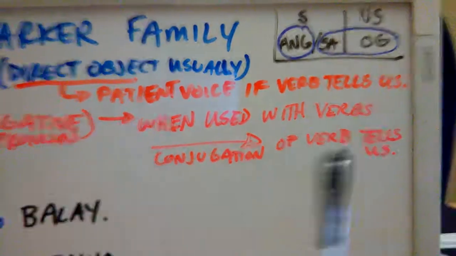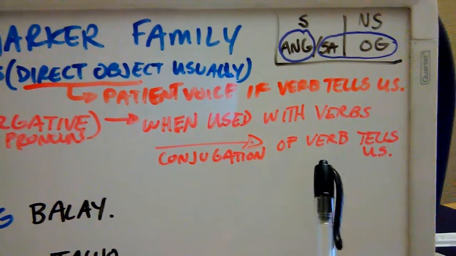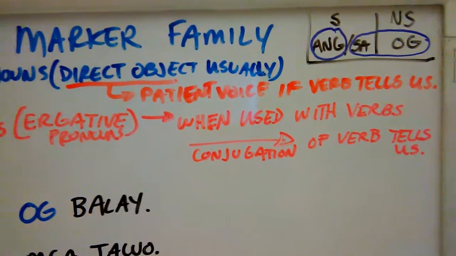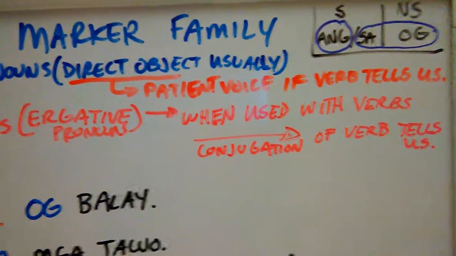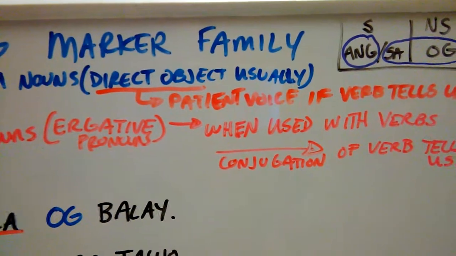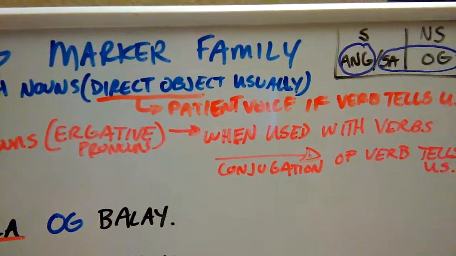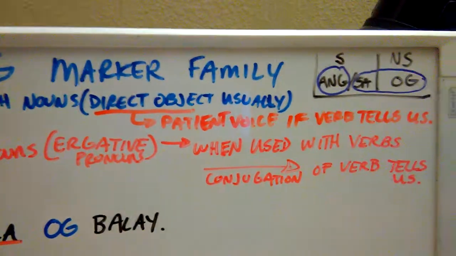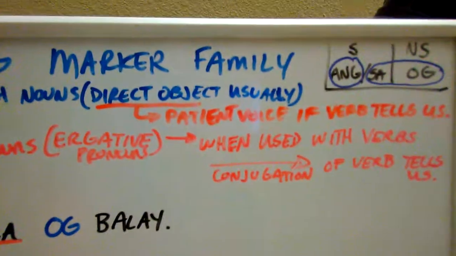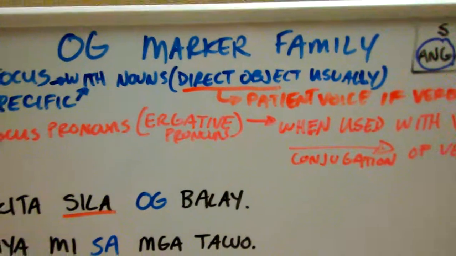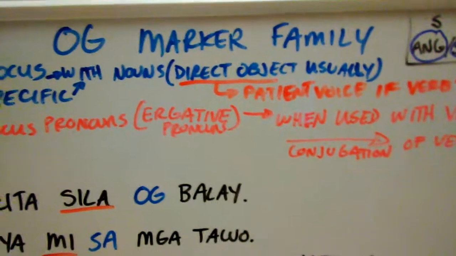When used with verbs, you look at the conjugation of the verb because it will tell us when it's going to be in the ergative case. How do you know what the verb conjugation is? Well, you have to look at the common affixes that I mentioned in the previous videos. Like the gi, the an, the na. Those kinds of affixes trigger this ergative case pronoun of the og marker family to be used.